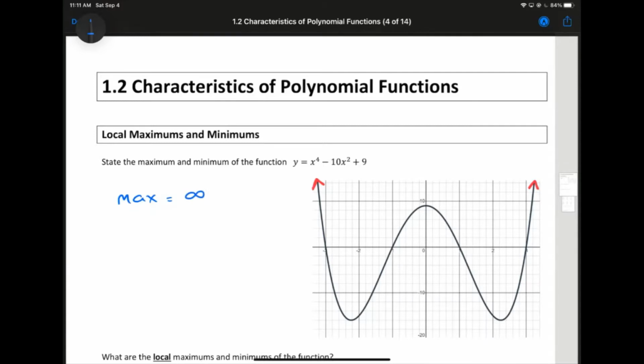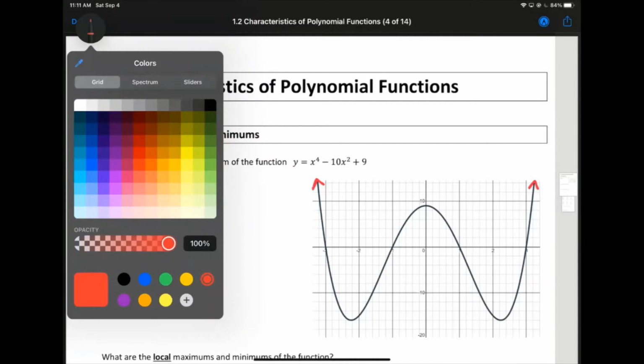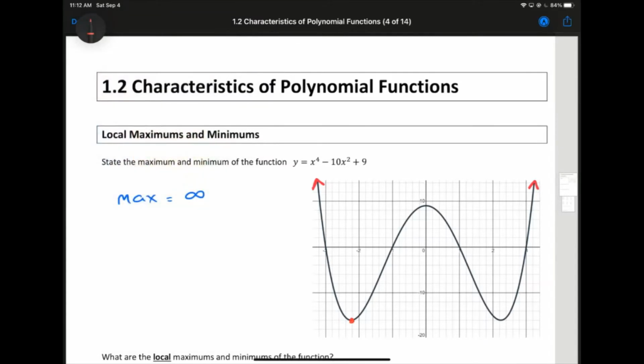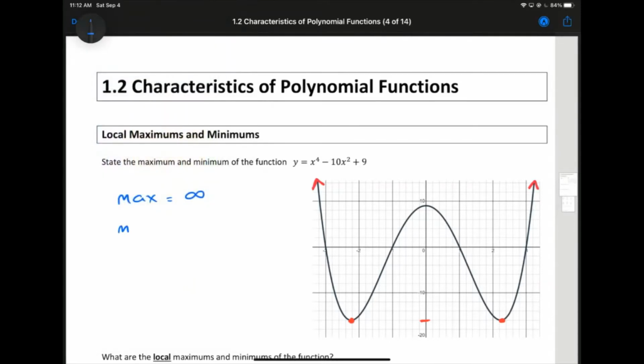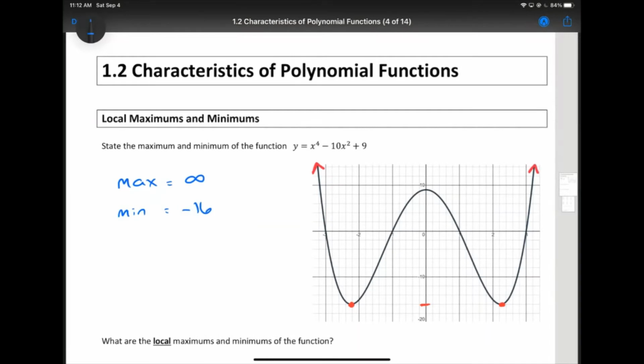So its maximum is definitely equal to infinity. And its minimum is going to occur in one of two places. It's either here or here, and I think they're the same anyway, because there's some symmetry in this graph. And it looks like a minimum of, it goes up by 2, so that would be what, 16? Negative 16? So it will have a minimum of negative 16. That's pretty straightforward. I mean, you've been doing that since at least grade 9. Maybe grade 10. Whichever.